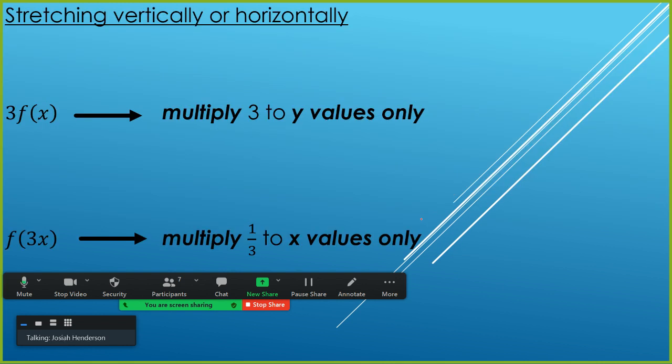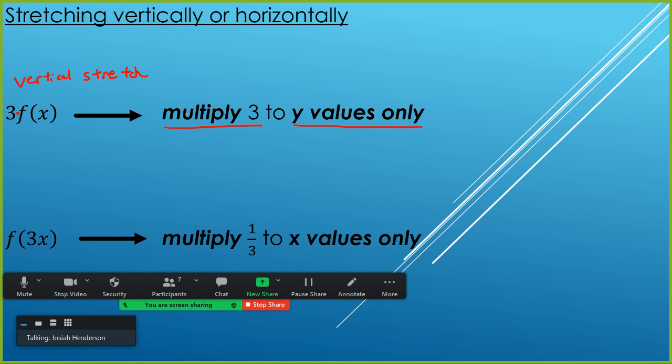Okay, so now we come to the stretching. So for stretches, vertical or horizontal, instead of adding or subtracting numbers to our function f, you'll see it as a multiply. So let's look at the top line first. This is a vertical stretch. So if you have a number like 3, for instance, being multiplied to your function f, this means we are multiplying 3 to the y values only. A vertical stretch, pulling it down and up at the same time. So it's going to warp the original shape.